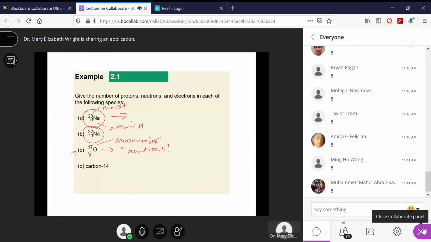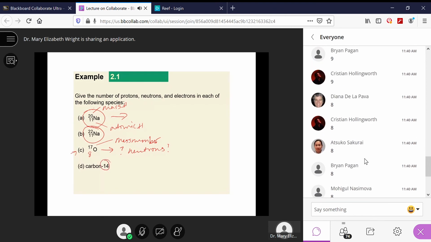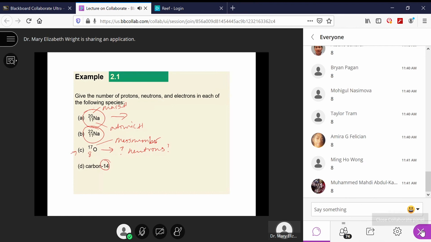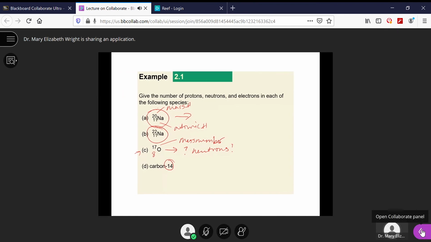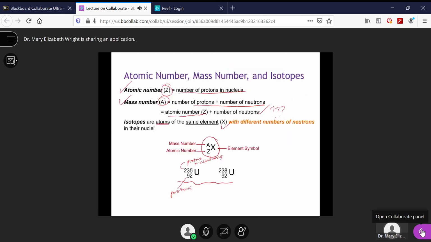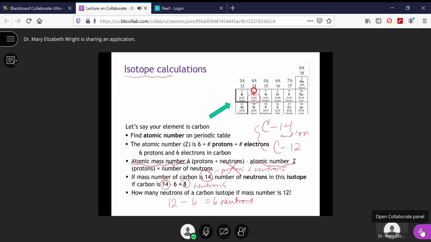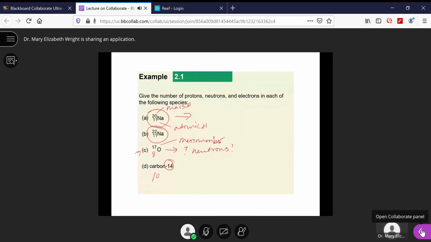Once again, sometimes there's different ways to notate isotopes, and this is a very common way. So once again, for carbon, we're going to have to go back to the periodic table. We're going to establish that there are 6 protons. So 14 mass number minus 6 protons is going to give us 8 neutrons, right?